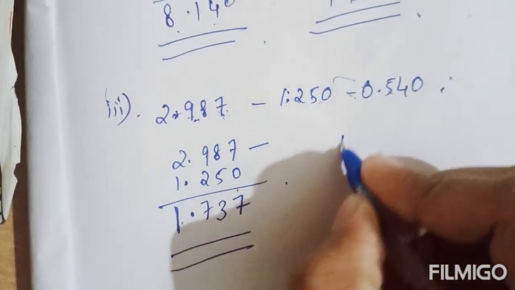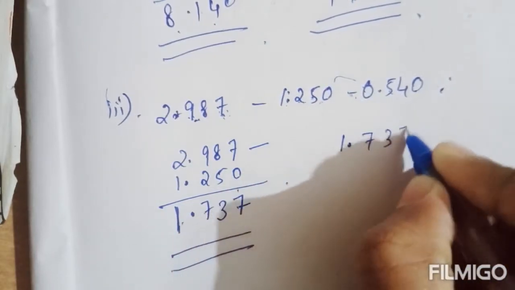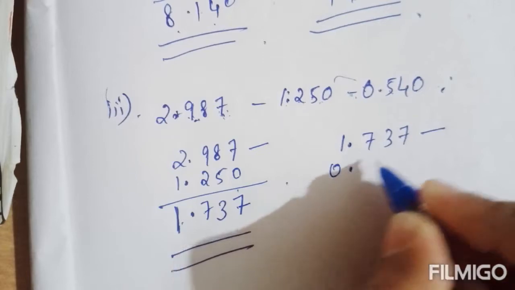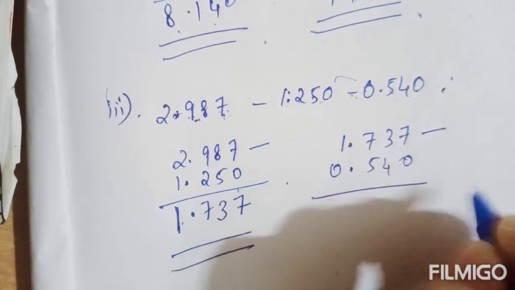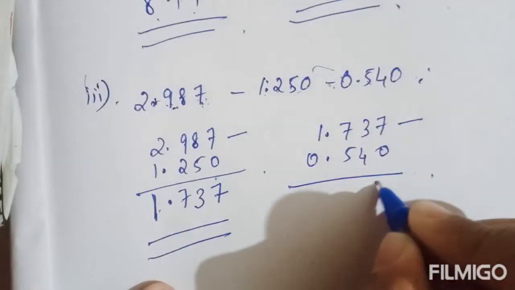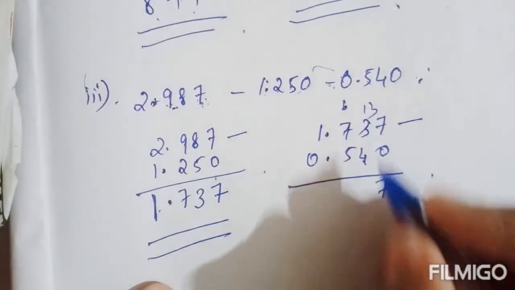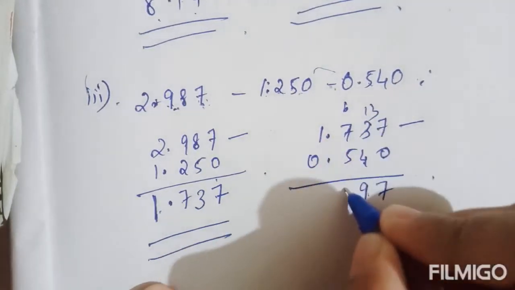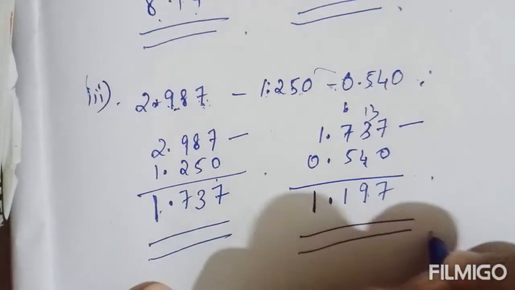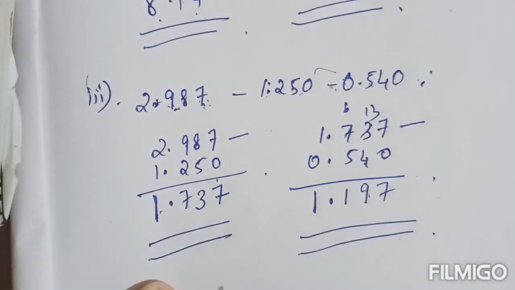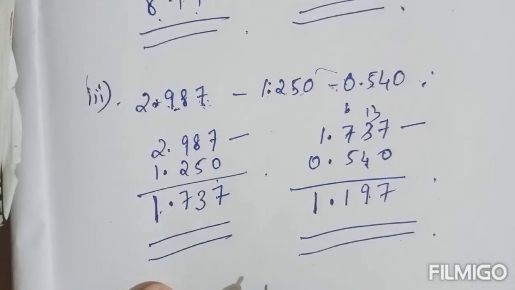Now from that result, 1.737, minus 0.540 you can do. 7 minus 0, 7. Here 13, here 6 will come. Now 9, here 1, 1. So 1.197 will be the final answer. Okay, do the fourth one and fifth one as homework.